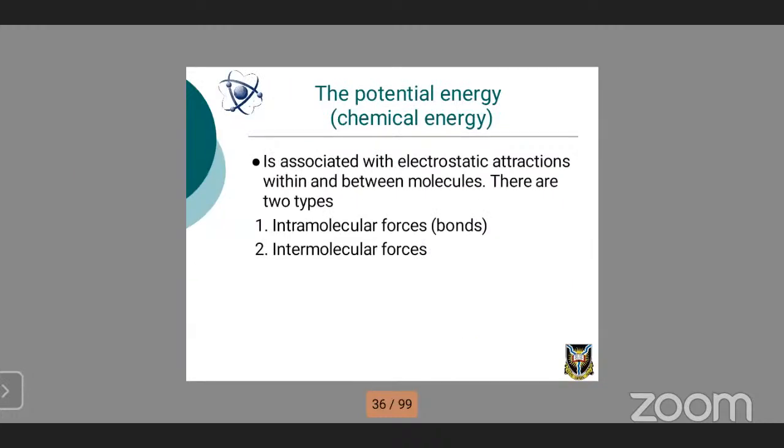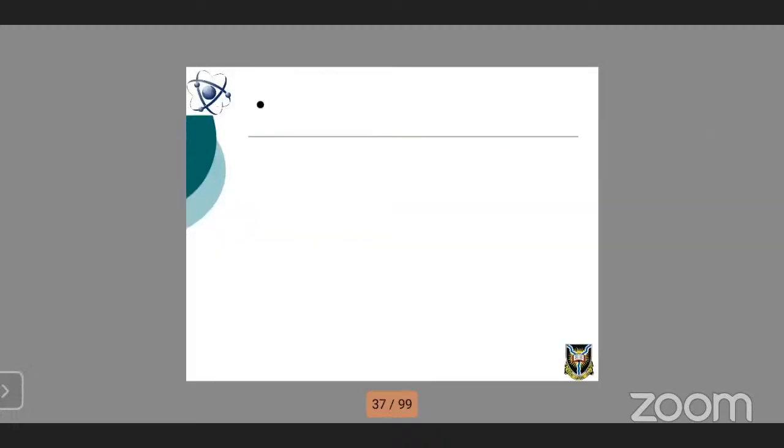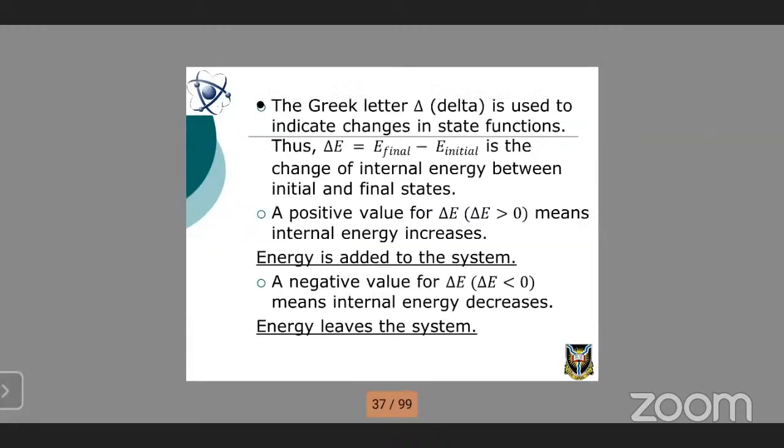Then the potential energy is associated with electric attraction between molecules. They are molecular forces, the bonds in chemical compounds, and then intermolecular forces.